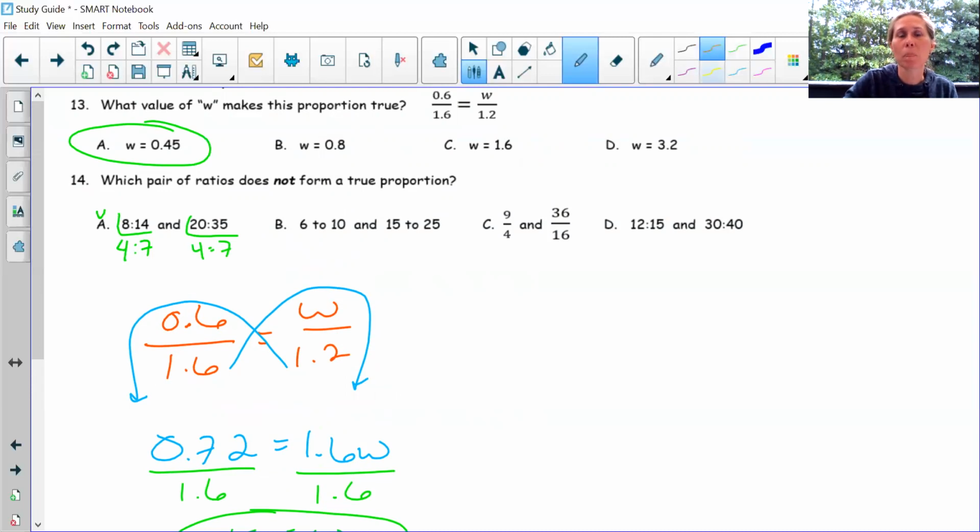Look at B. 6 to 10 simplifies to 3 to 5. 15 to 25, I can pull out a 5 and I still get 3 to 5. So are those proportional? Yes.